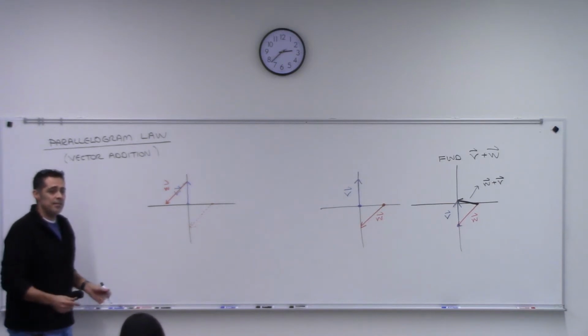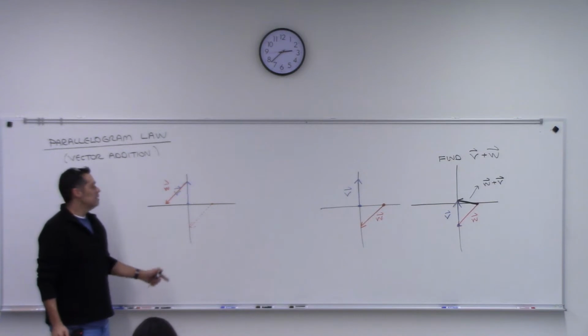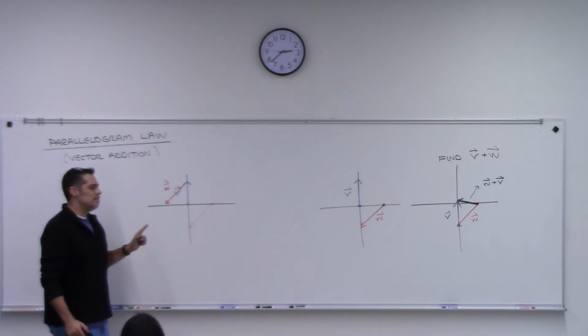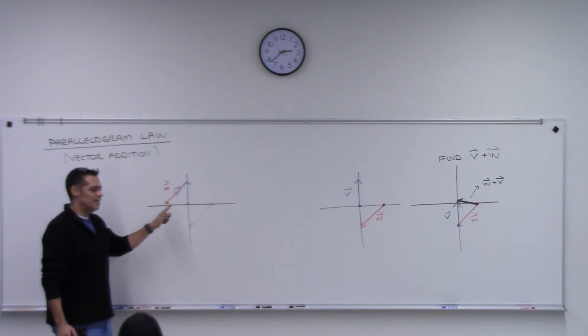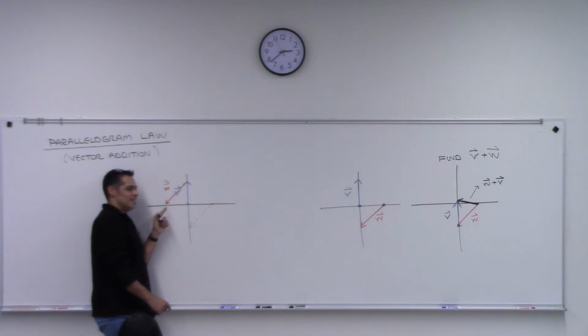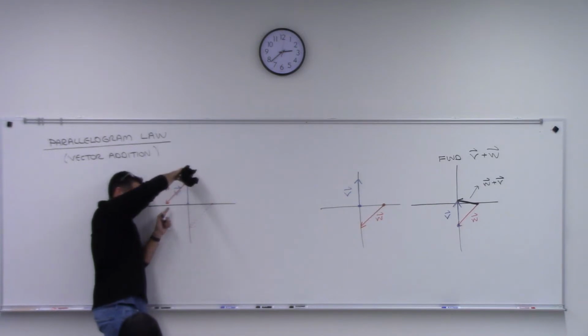So where's the answer? Where does it start? Where does it end? Say it. From the what of V? The tip of V. You got it. The tip of V is here. Yeah, to the tip of V to the tail of W. That's also the tail of W.